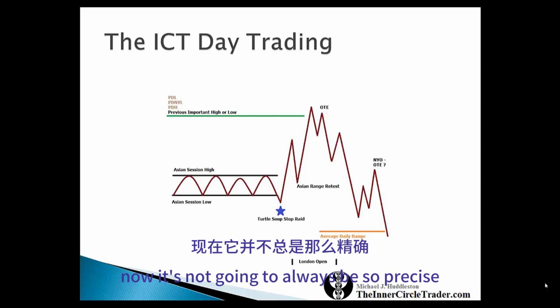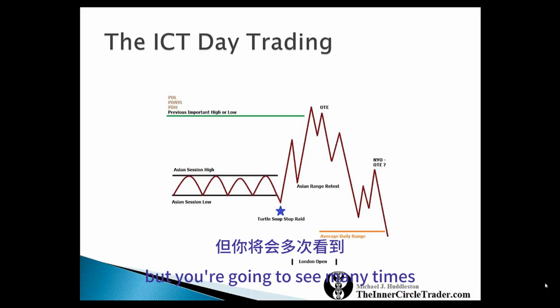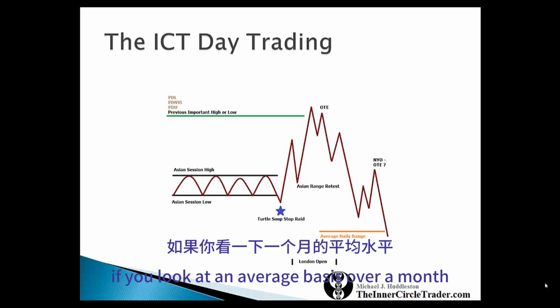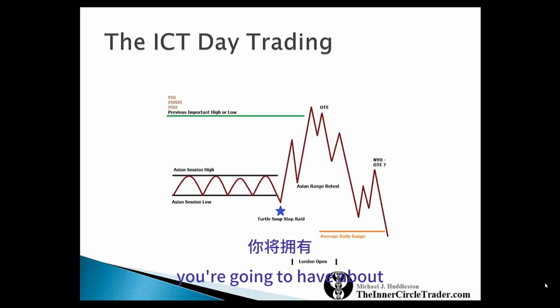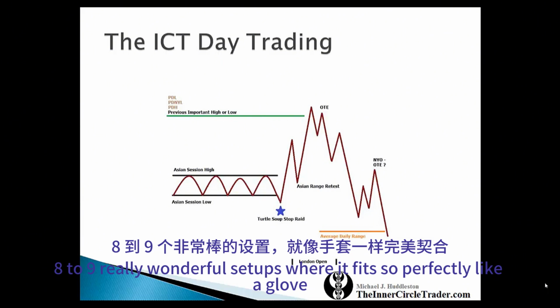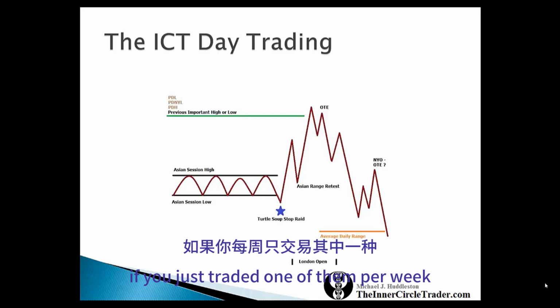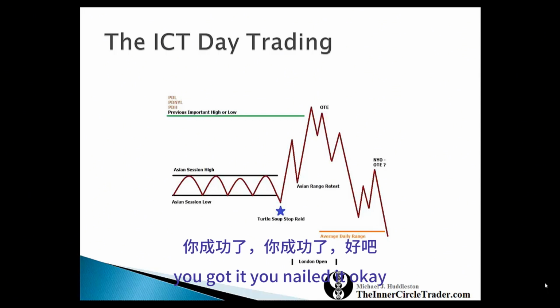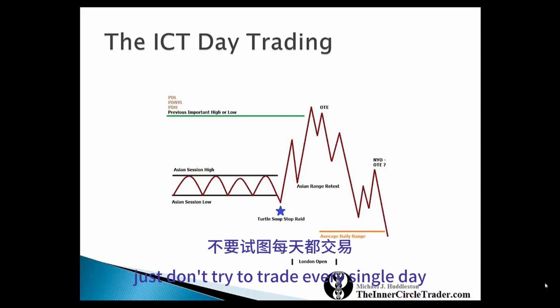Now, it's not going to always be so precise, but if you look at it on an average basis over the month, you're going to have about 8 to 9 really wonderful setups where it fits so perfectly like a glove. If you just traded one of them per week, you got it. You nailed it. Just don't try to trade every single day.